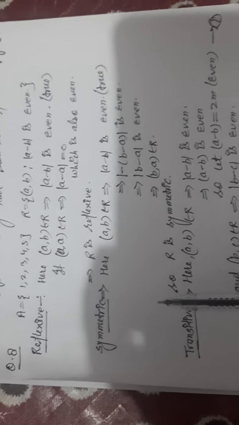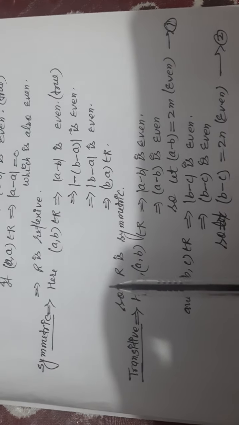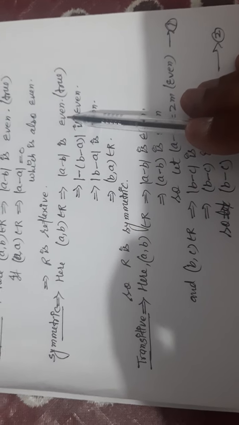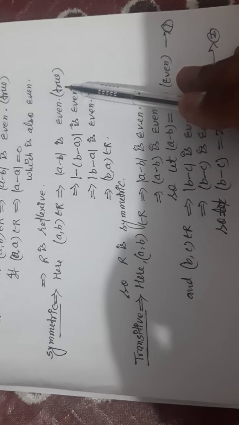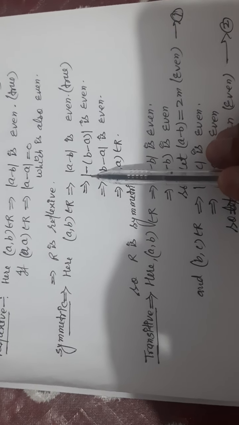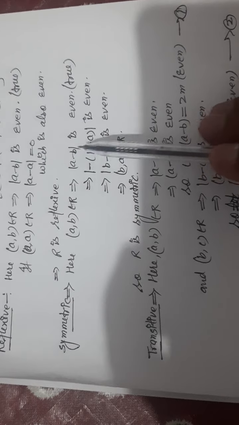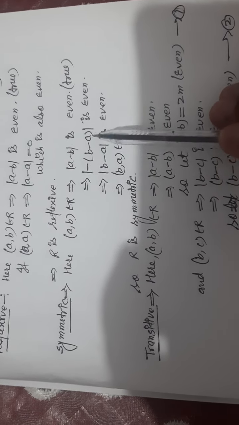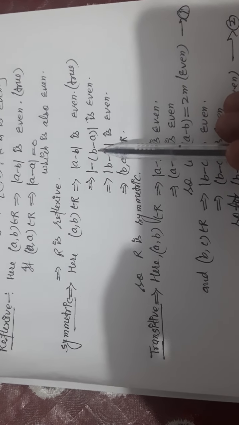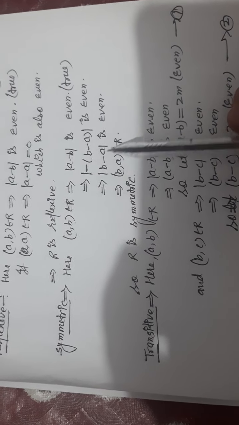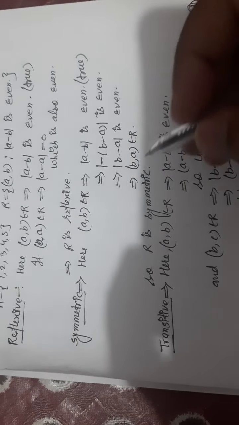Now second point, symmetric. Here for (a, b) belongs to R, condition is given |a - b| is even. This is true because it is the given condition. Now take out negative sign in the modulus, then b will be positive and a will be negative. So |-(b - a)| is even. We can write |-(b - a)| as |b - a|. Clear? How can we write?